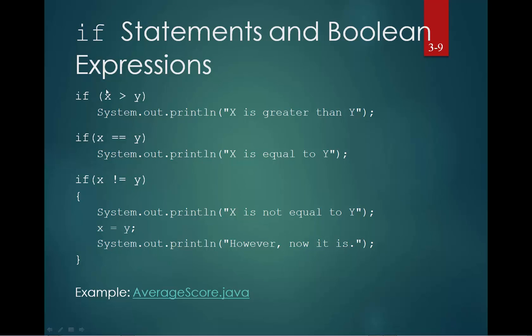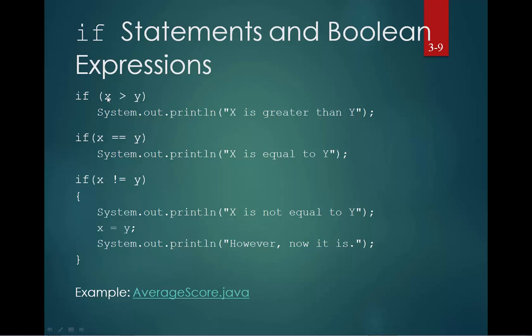So the conditional itself is within the parentheses after the if statement. So if x is greater than y, then what are we going to do if this is true? We're going to execute this statement, which happens to print something out to the console. In this case, let's say x is 5 and y is 3. When we get to the statement, we would execute this because 5 is greater than 3, and then we would print out x is greater than y.